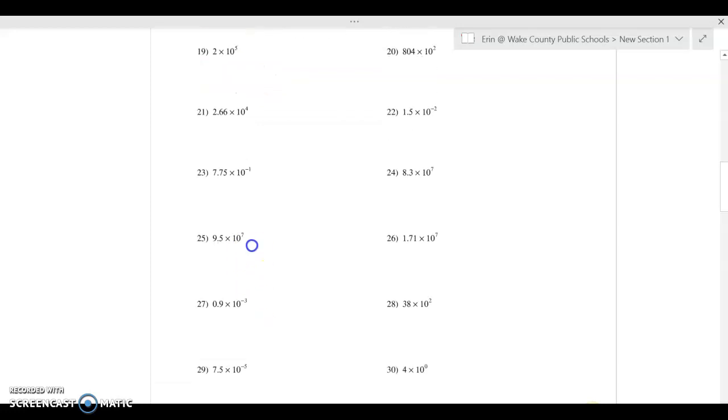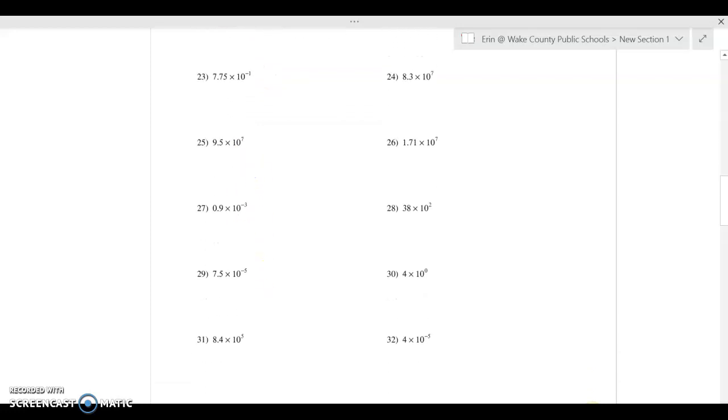We're actually going to skip all the way down to number 25. I have 9.5 times 10 to the 7th power. So you could write times 10 times 10 times 10 7 times. Hopefully you're recognizing, well, hey, if I'm multiplying it by 10 7 times, it's going to be pretty big. Positive exponent typically means a big number. So I'm going to have to scoot it over 7 times.